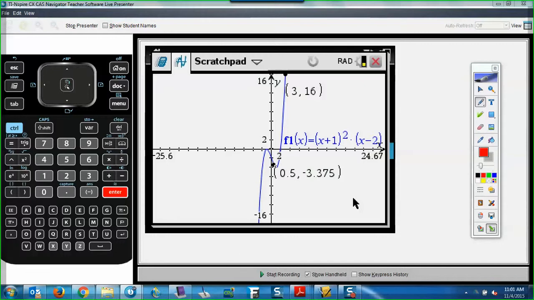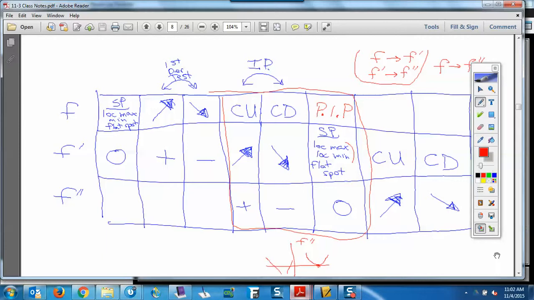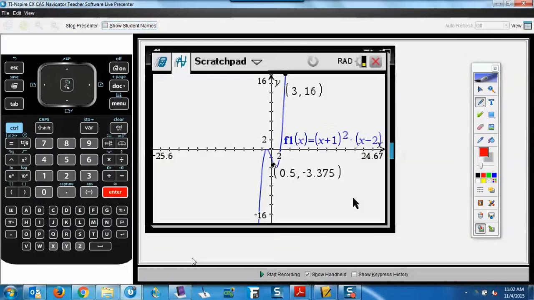What we said on the chart was when F double prime is 0, you have a possible inflection point. So on this graph, we have a possible inflection point here and here. Which one is an inflection point? Where the concavity changes. When it actually changes from negative to positive or vice versa, that's when you have an inflection point. This isn't because it didn't change. That's why. So the inflection point is actually at 2. Okay, good question. Sketch a graph of F prime.